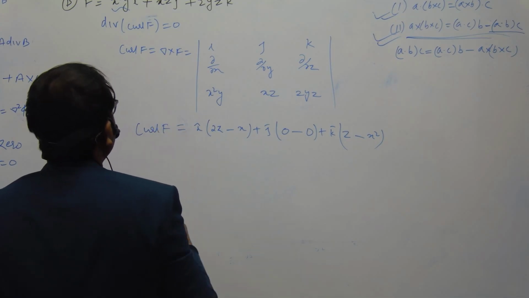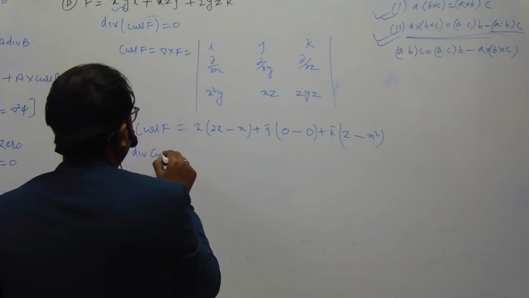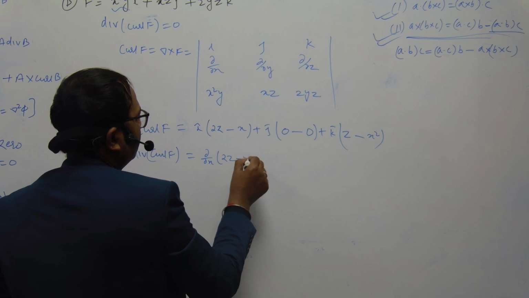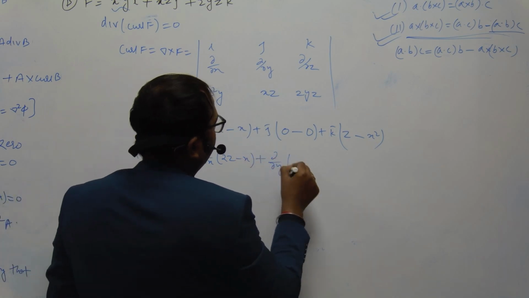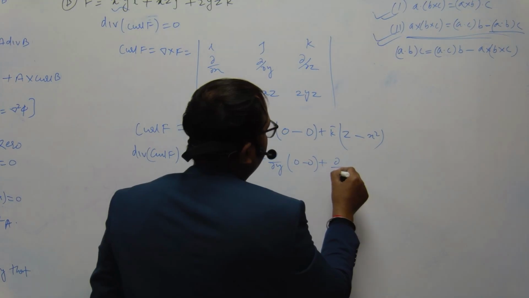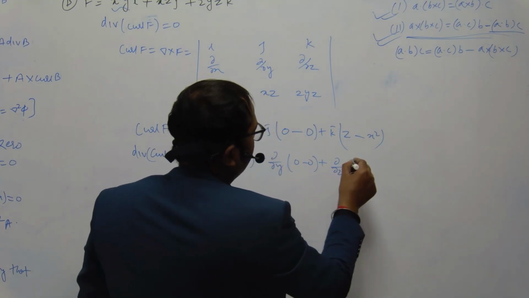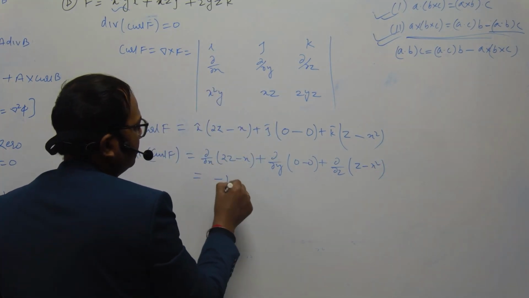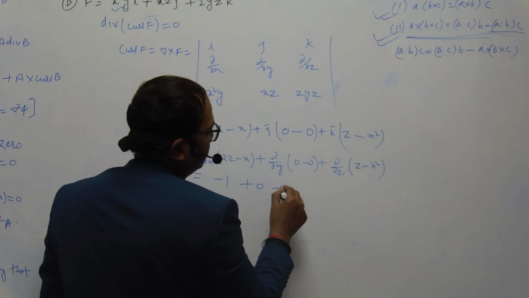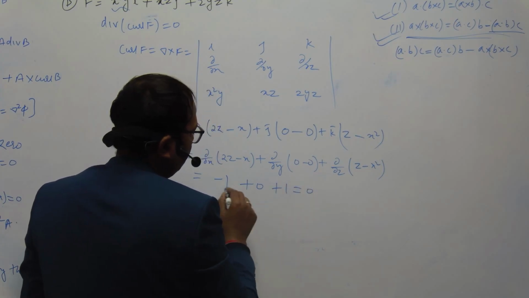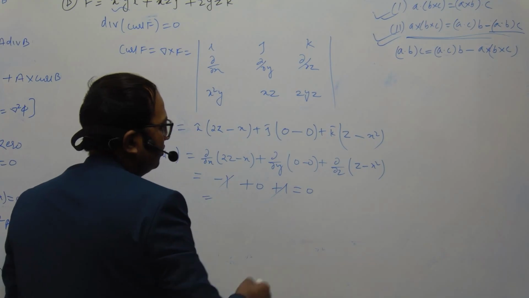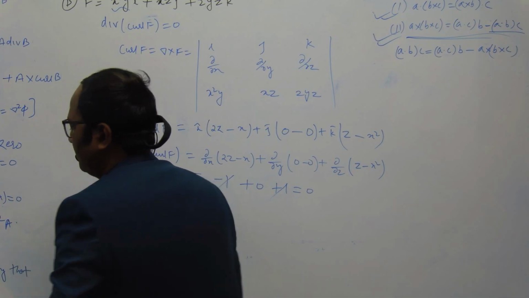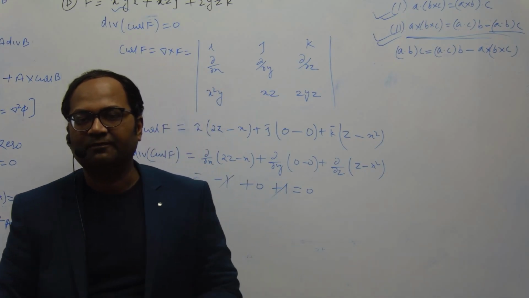Now we have the divergence of curl of F. This is nothing but del upon del x of 2z minus x, plus del upon del y of 0 minus 0, plus del upon del z of z minus x square. So this is equal to minus 1, plus 0, plus 1, which is equal to 0. So we have the divergence of curl of F is 0. So we have discussed up to question number 13. Okay, thank you.